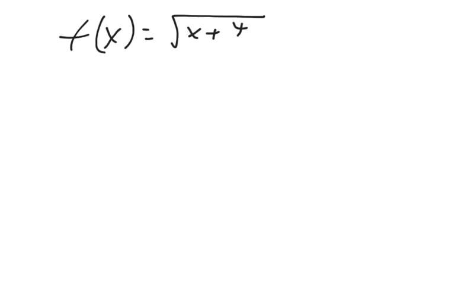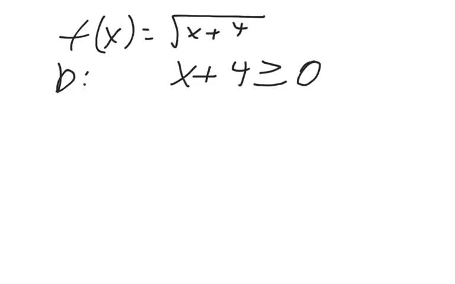Alright, let's find the domain here. So we got x plus 4 is greater than or equal to 0 because the square root cannot be negative. Solve this the way we solve any square root domain problem. X has to be greater than or equal to negative 4. So that's going to be my domain. Any x greater than or equal to negative 4.